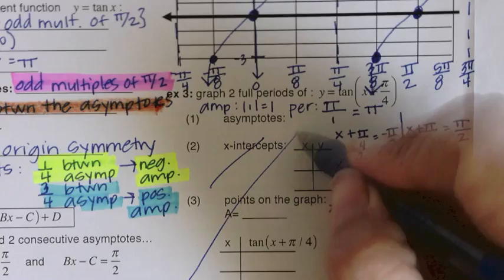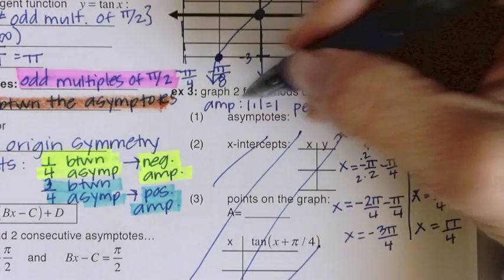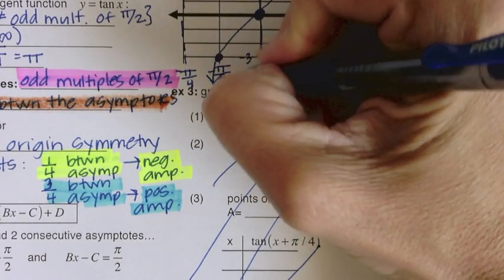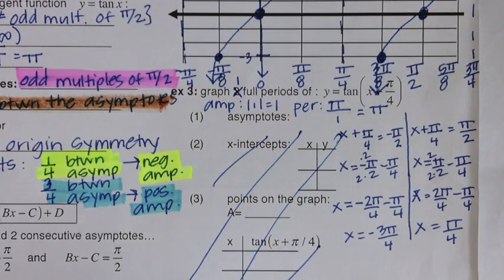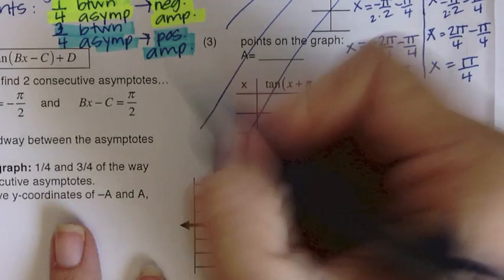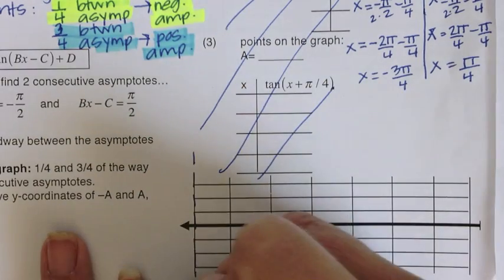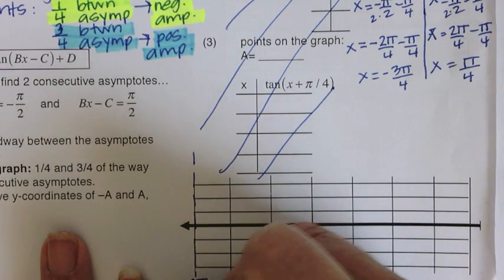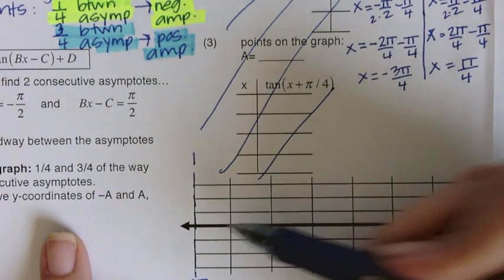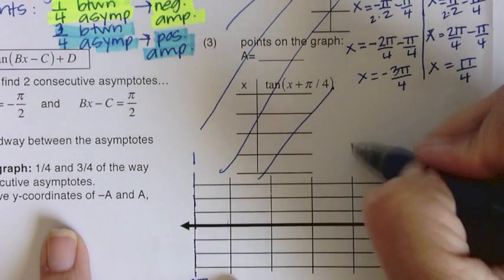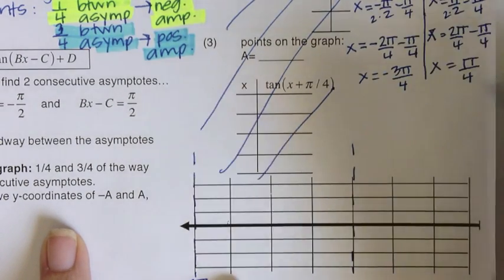We're not going to be doing these. And this does say graph 2 full periods. I think we'll be fine if we just graph 1. Okay, so what did we say? You go to your very first asymptote, or your very first line, and mark your smallest asymptote, which is negative 3 pi over 4. And then you count out 1, 2, 3, 4. Mark your next one, which is pi over 4.